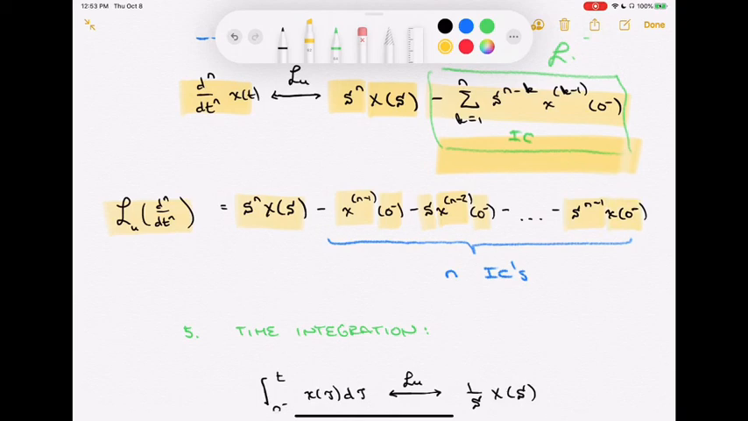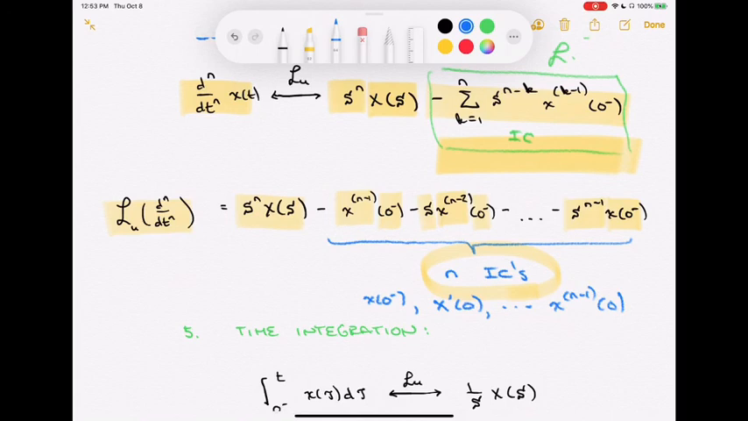So if you look at that, that depends on NICs, the nonzero initial conditions. What are those NICs looking like? You see stuff like there's an x of 0, right? You're going to have x prime at 0, and keep going on up in there, and you're going to go all the way up to x of n minus 1 at 0. These are our standard ways of expressing our initial conditions. We saw that before when we were solving differential equations, right?